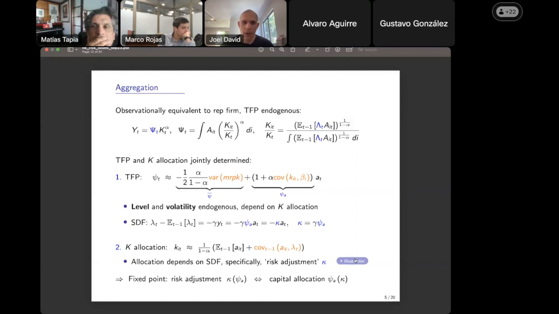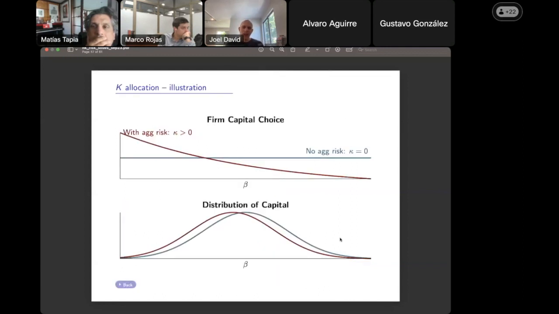Oh, and I have a neat picture for you. This is something new, I forgot. Just to make it really clear, what I'm showing in the top graph here is firm capital choice graphed against firm beta. The horizontal line is a world with no aggregate risk, when the risk adjustment kappa is 0, so you could think about that as risk neutral agents or no aggregate shocks. In that case, the firm capital choice is purely determined by expected productivity and is independent of beta, and that's why the line is flat. Whereas with aggregate risk, or when agents are risk averse, we can see that high beta firms choose lower levels of capital, and low beta firms choose higher levels of capital.